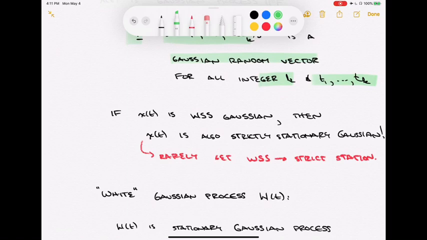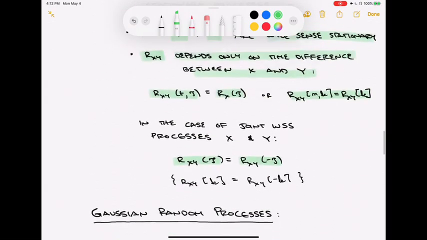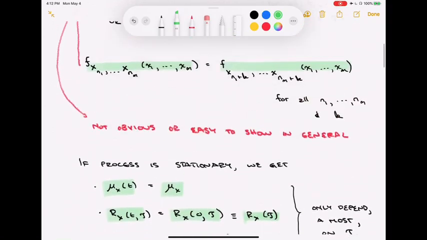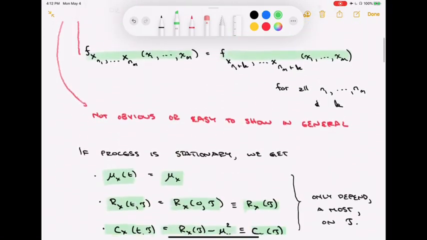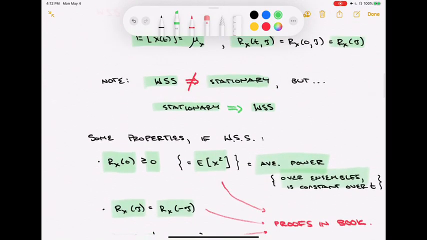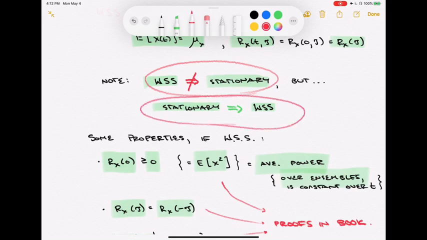Not only that, if something is wide sense stationary Gaussian, in other words, if we show that the mean does not depend on time, and things like the correlation do not depend on time, then we can also conclude that x of t is a strictly stationary Gaussian. We get the strongest form of stationarity. You rarely get the case where wide sense stationary leads to strict stationarity. If you go back to when we were talking about some of these concepts, we had said that wide sense stationary does not generally imply stationarity, but stationary does go to wide sense stationary.